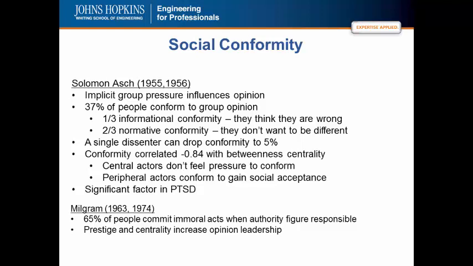In a related study, Milgram conducted a series of experiments. There's a movie out on some of his work. He found that 65% of people were willing to commit immoral acts if an authority figure absolved them of responsibility. So prestige and centrality increase opinion leadership and are metrics we can use to measure the likelihood that an actor has the ability to influence a social group.